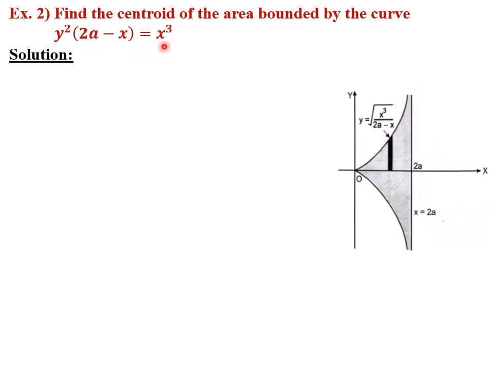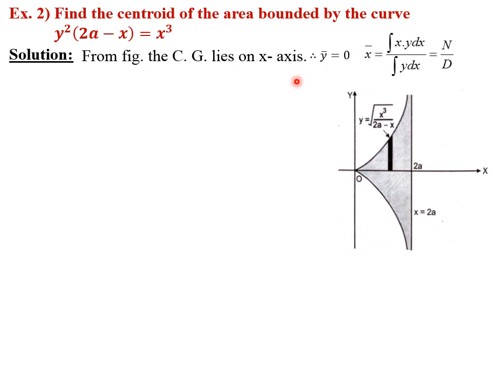So solution: if we trace the curve for this given equation, then we get this type of figure, where you can easily see that the region bounded by this curve is symmetric about the x-axis. That's why, from the figure, it must be clear to you all that the CG must lie on the x-axis, and if it lies on the x-axis, then its y coordinate must be 0. So y bar must be equal to 0, and as we are finding the center of gravity, we are considering only the upper half of this region.